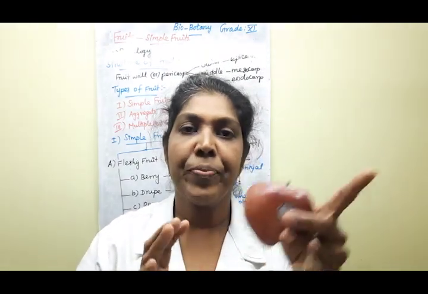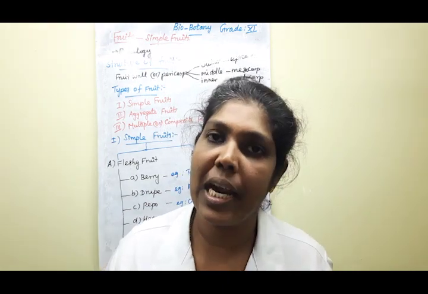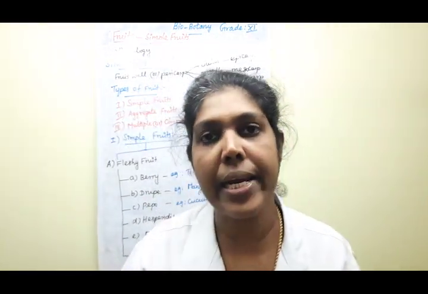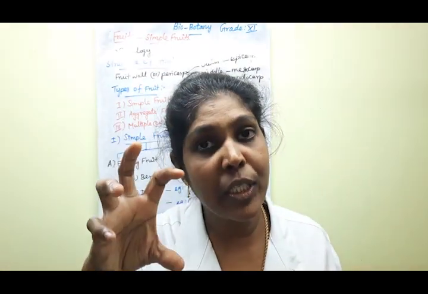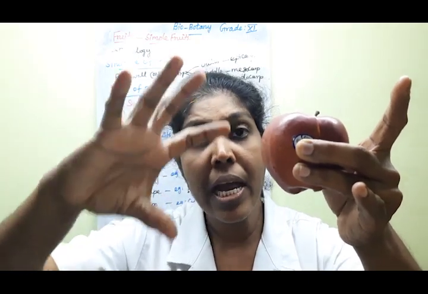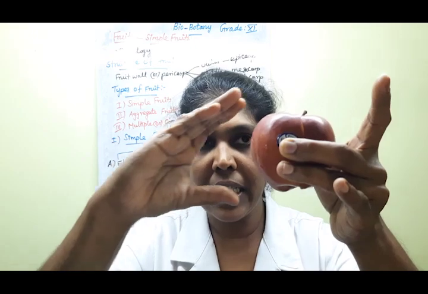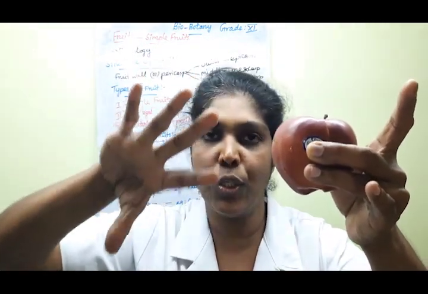But here the thalamus region also develops. You know the thalamus. What do you mean by thalamus, children? The region that holds all the floral parts is known as the thalamus, isn't it? That thalamus also develops in the fruit formation. So the thalamus region of the flower also develops, giving a false fleshy fruit. Clear, children? That's the true type of this fruit, where the thalamus part also develops together.